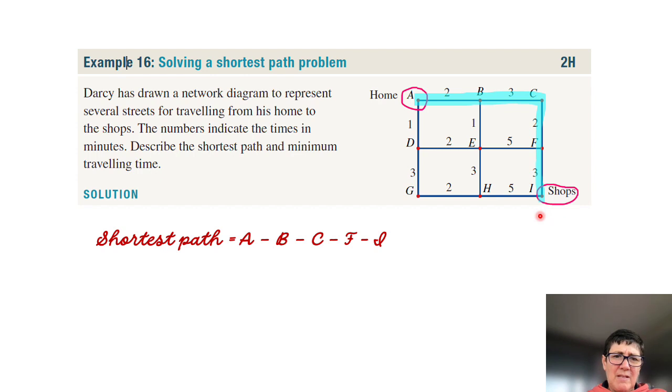Describe the path: A to B to C to F to I, and it took 10 minutes. And I'll put my units in. When they give me units in the question, I'm going to put units in my answer.